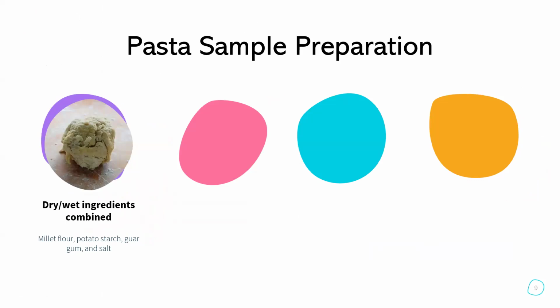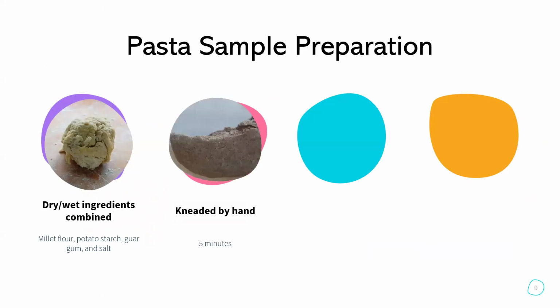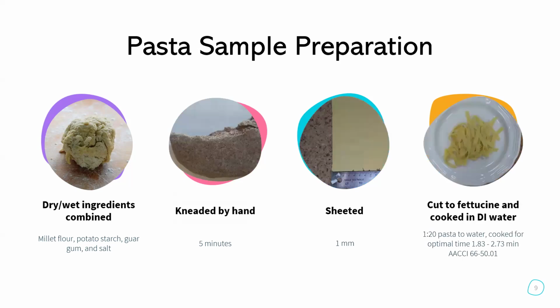So for the pasta sample preparation, the dry and wet ingredients were combined. They were kneaded by hand for 5 minutes, sheeted to 1 millimeter, and then cut to fettuccine and cooked in DI water. The ratio they cooked them in was 1 to 20 pasta to water, and they were cooked depending on this standard method.